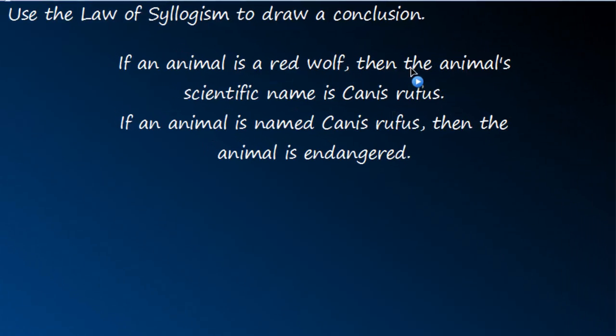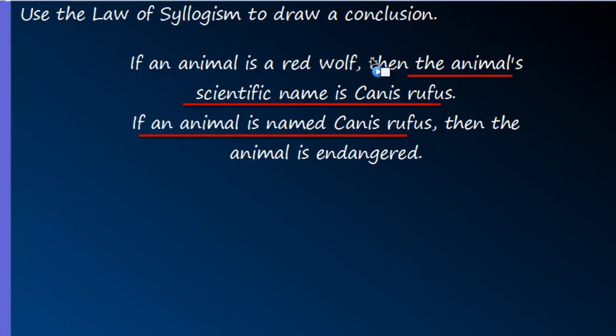If an animal is a red wolf, then the animal's scientific name is Canis rufus. If an animal is named Canis rufus, then the animal is endangered. So I'm looking for a hypothesis and a conclusion that are the same. Here's a hypothesis, an animal is a red wolf. I can look at the conclusion here, the animal is endangered. Those are not the same. Here, the conclusion, the animal's scientific name is Canis rufus, and here a hypothesis, the animal is named Canis rufus. Those are the same. So what I can do essentially is to reduce those out.